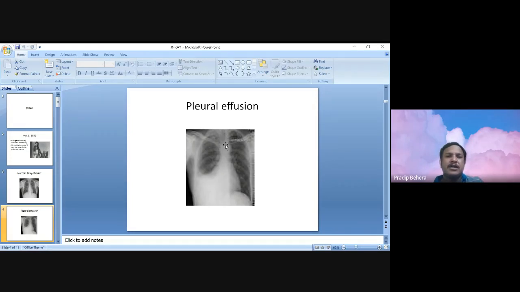You say the trachea is central, and what is the most prominent finding? There is a homogeneous opacity on the left side with obliteration of the costophrenic angle, and a concavity upward. This is the characteristic feature of a pleural effusion. So this is a pleural effusion on the left side.